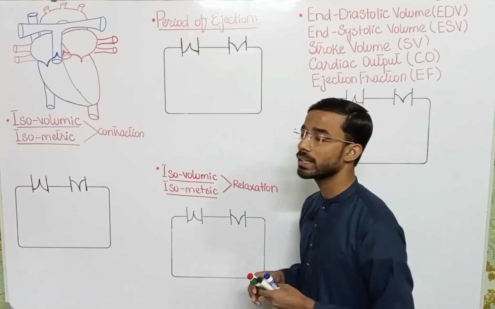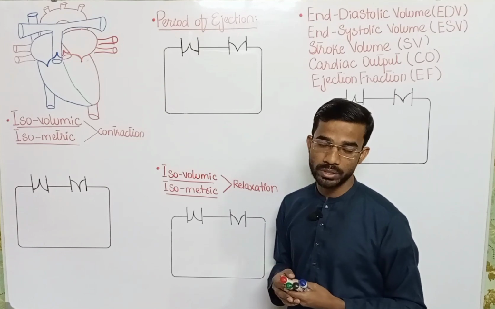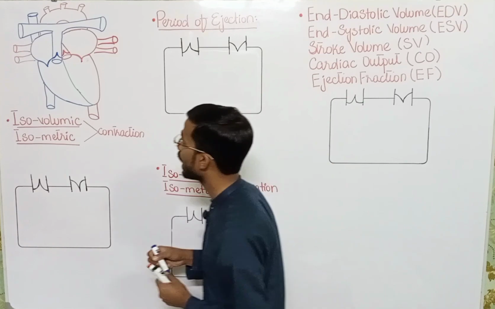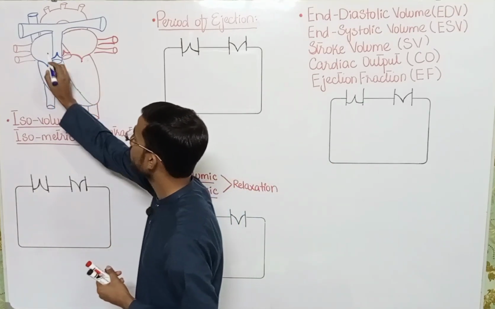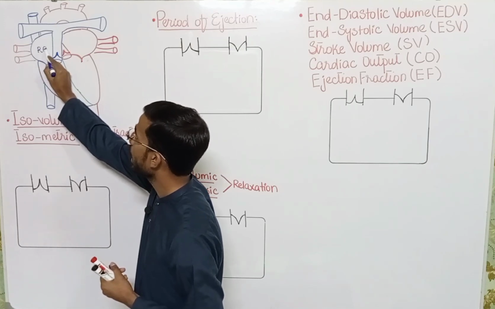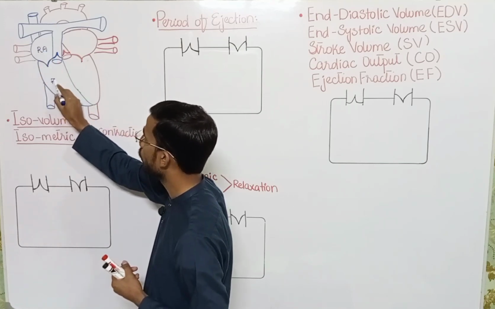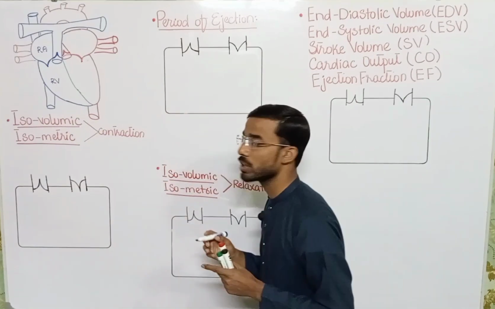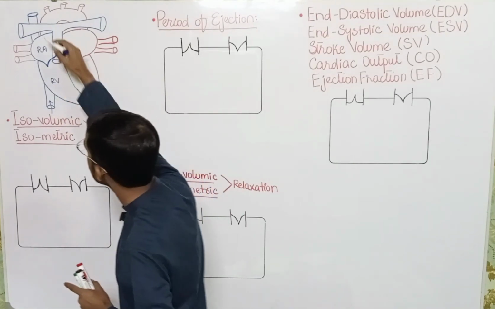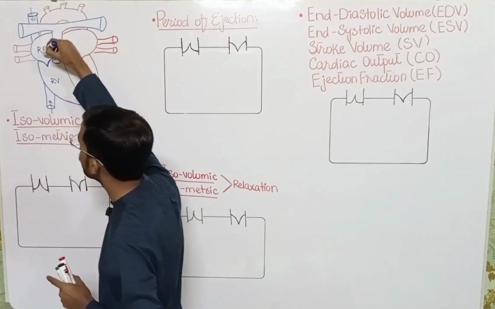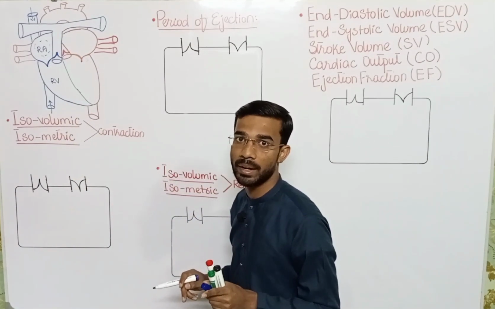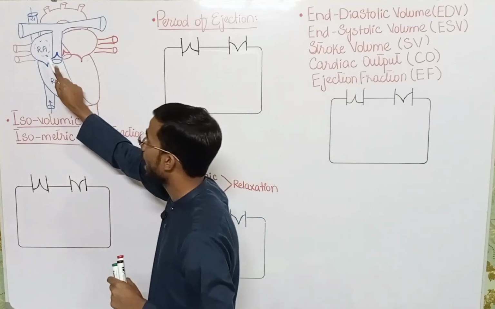As we know, the heart consists of four chambers, two atria and two ventricles. Here on the right side you can see the right atrium and right ventricle. Blood from the inferior vena cava and the superior vena cava enters into the right atrium. Keep in mind, deoxygenated blood enters into the right atrium.